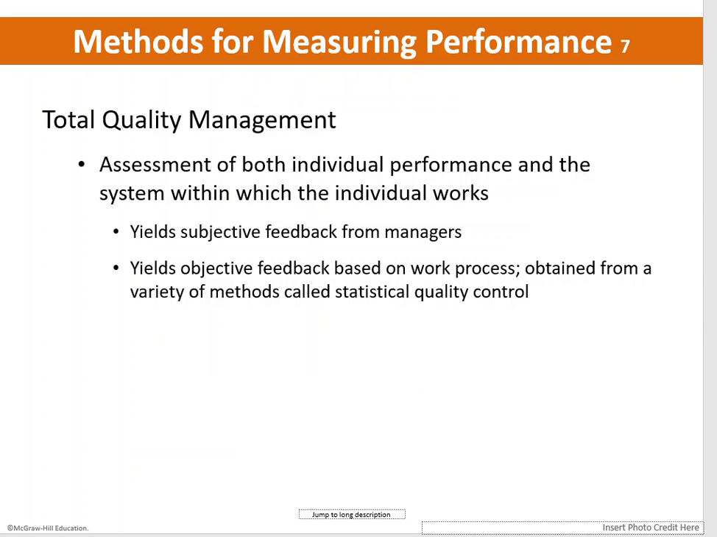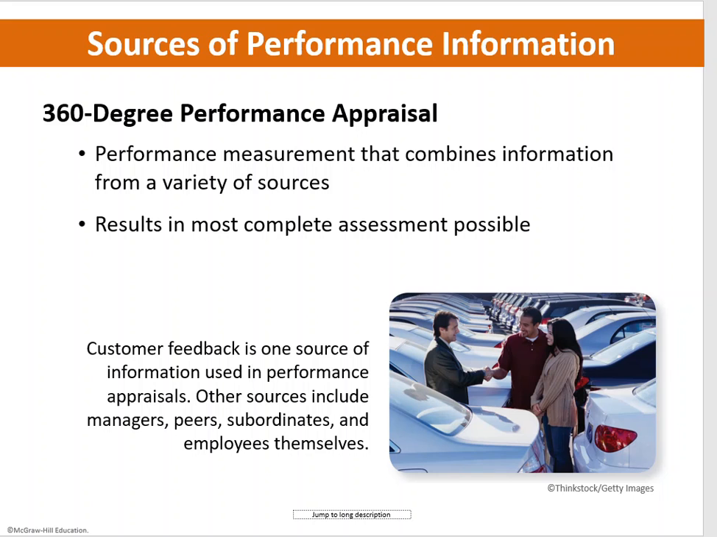So total quality management, the assessment of both individual performance and the system within which the individual works, yields subjective feedback from the managers, and yields objective feedback based on work processes. So I can ask your manager basically, how's Joe doing? Or I can make up a rating chart based on the work process, which would be much more objective, using statistical quality control. Okay, 360-degree performance appraisals combine information from a variety of sources, and result in the most complete assessment possible.